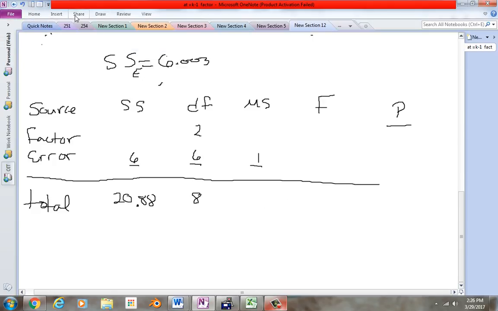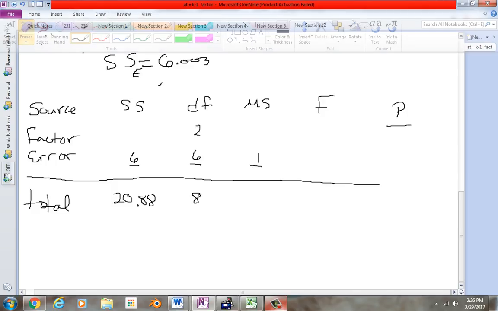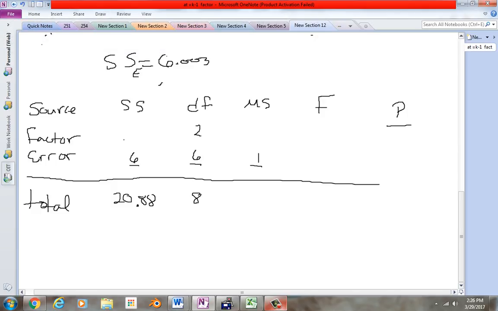All right, now how do we find the sum of squares for factor? Well, it is exactly what you think. This guy plus 6 equals 20, which means the factor must be the difference, so 14.88. And then 14.88 divided by 2 is 7.44. And my F statistic is 7.44 divided by 1, which of course is 7.44.